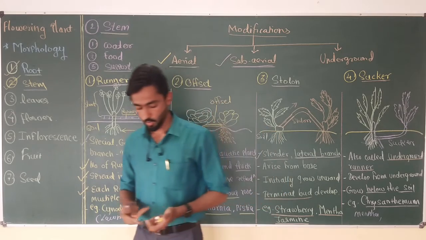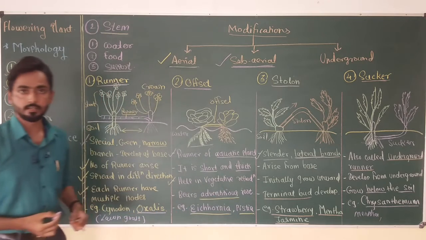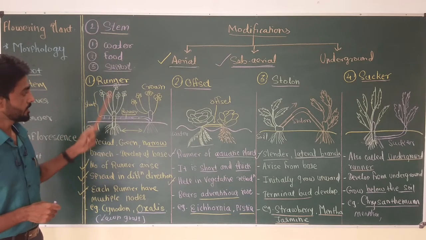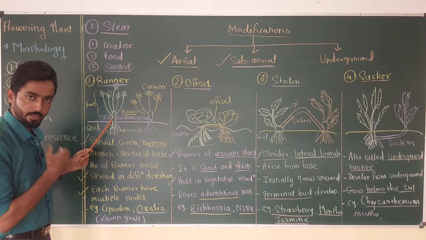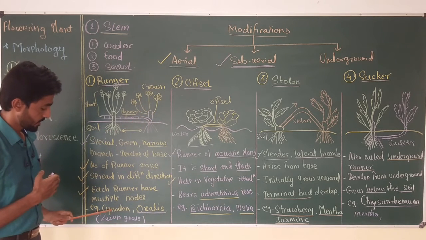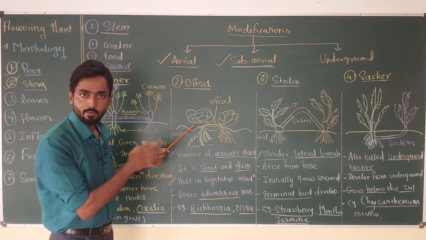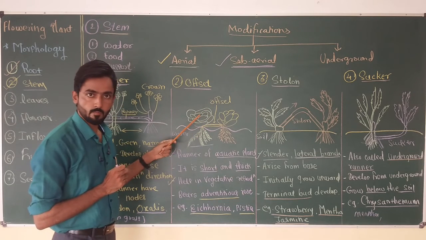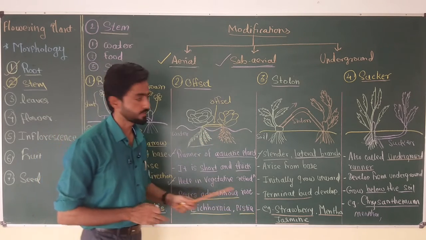So in this video, we discussed in detail the second type of stem modification, which is the subaerial type. And in this class, four important modifications are covered. Number one, runner, which is the stem developed from the lower node of the stem base, and it helps in vegetative propagation. Examples are Cynodon or lawn grass and Oxalis. Then the offset is generally observed in aquatic plants; a single node length offset is produced from the base of the stem and develops a new plant having an adventitious root system. Examples are Eichhornia and Pistia.